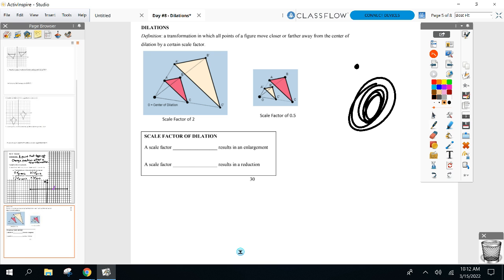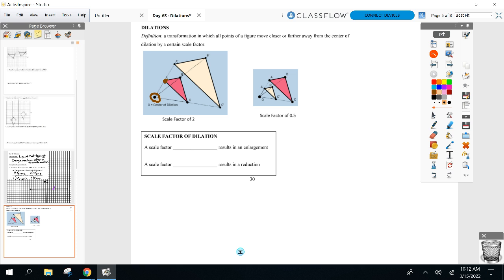Here's what happens with a point when it gets dilated. We will always dilate around a center point, a center. So take a look at my first example here. This point right here is my center point, the point we're going to dilate around. Now, does everyone see point A right here?